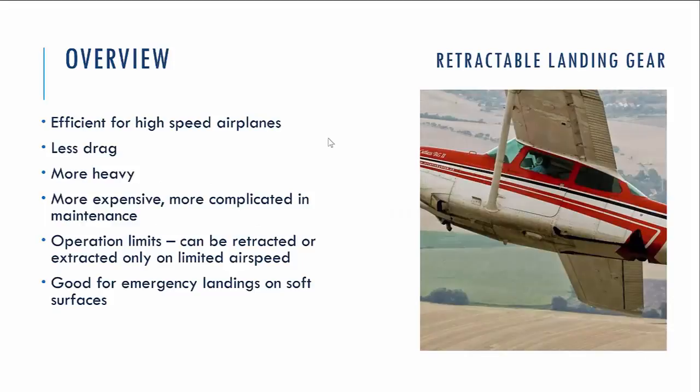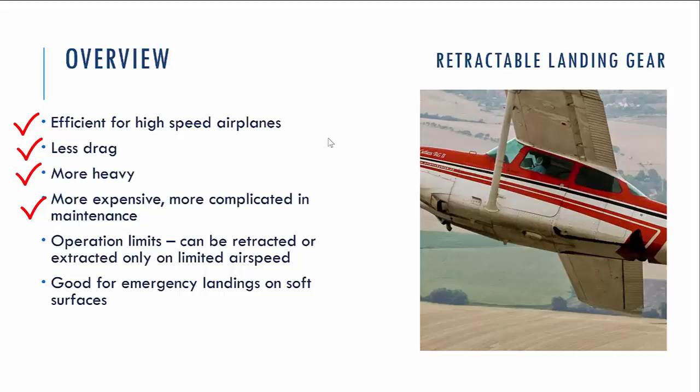So retractable landing gear is efficient for high-speed airplanes because of actually zero drag in the retracted position. But in this case we have a lot of components to manage the position of the gears, and of course the system brings additional weight, so airplanes are heavier in this case, more expensive and more complicated in maintenance because of additional systems.